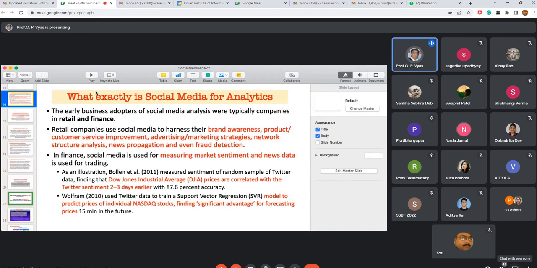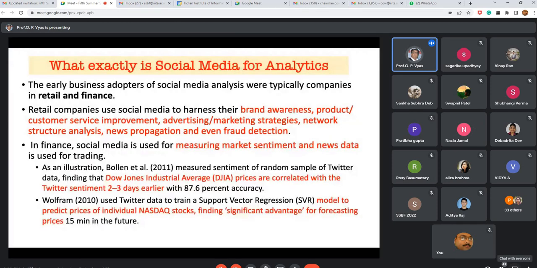Okay. So let me tell you that it's very important to understand some of the technicalities. And what exactly is social media for analytics? The early business adopters of social media analytics were typically companies in retail and finance. Retail companies initially used social media to harness brand awareness, product and customer service improvement, advertising and marketing strategies, network structure analysis, news propagation, and even fraud detection. But in finance, social media is used for measuring market sentiment, and news data is used for trading.